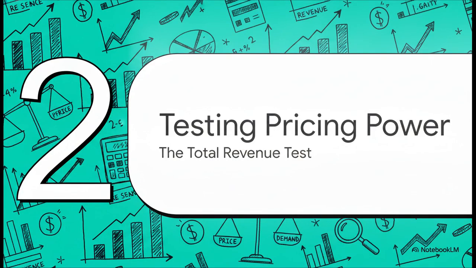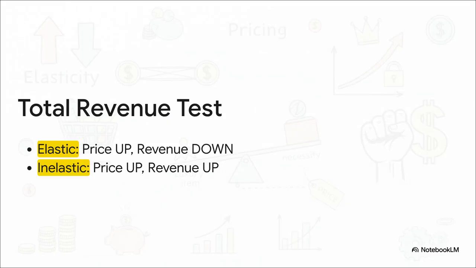Moving right along to Section 2, testing your pricing power with the total revenue test. This test is basically the ultimate acid test for any business owner. Imagine you decide to raise your price, but your total revenue actually drops. Yikes. That means your demand is elastic. Your customers jump ship way faster than a higher price can make up for.